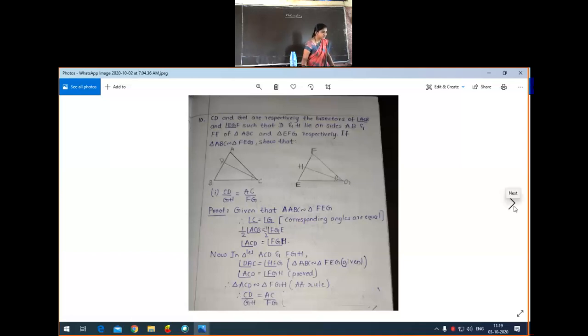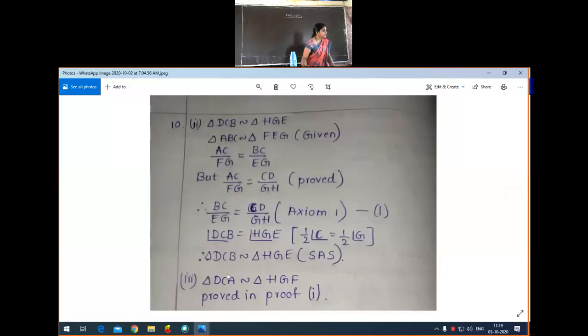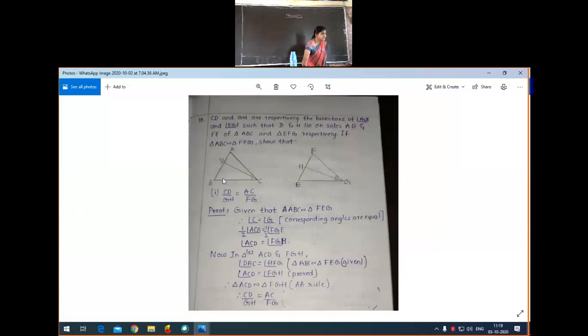Got the clear picture of the second proof? Now, the third one needs no proof, because for the first one, where we had to show that this triangle is similar to this triangle, we already took the help of the third proof. We already showed that triangle ACD and triangle FGH are similar according to AA similarity criteria. Is that clear, students? First, second and third proof.